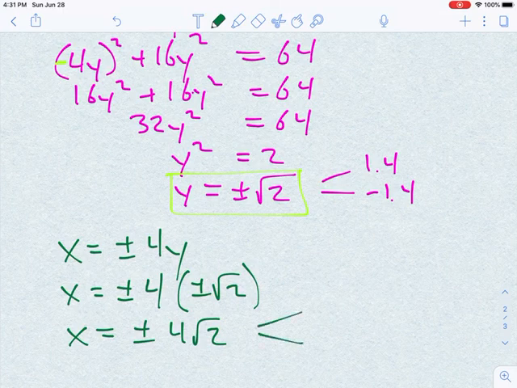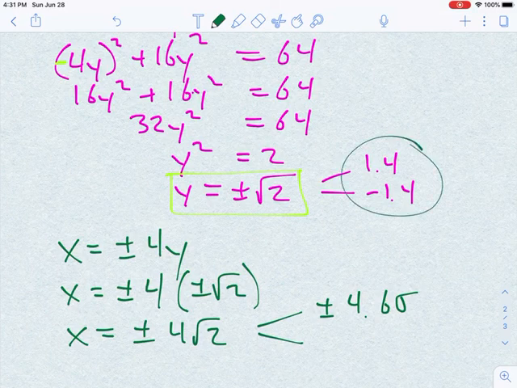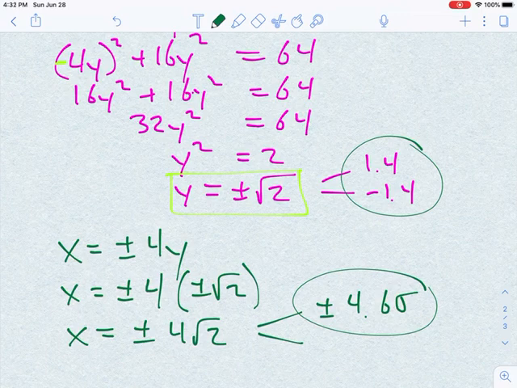So this is going to end up being plus or minus 5.65. So our y values are plus or minus 1.4. Our x values are plus or minus 5.65. And rounding these to the nearest, I should have done that right at the beginning, 5.7, rounded to the tenths place.